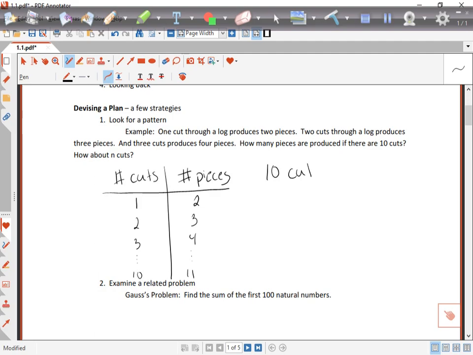So 10 cuts will give us 11 pieces. So then, in general, n cuts will give us n plus 1 pieces.